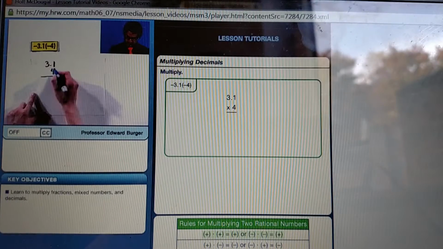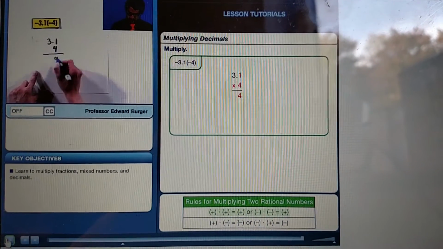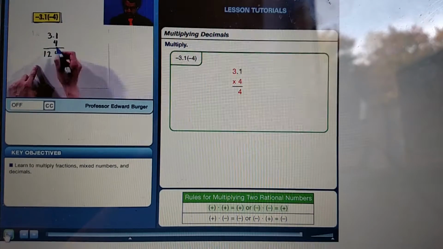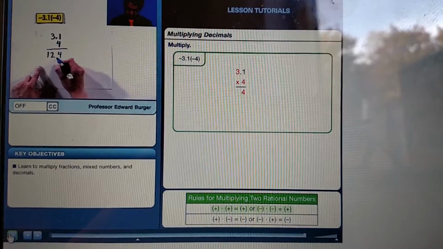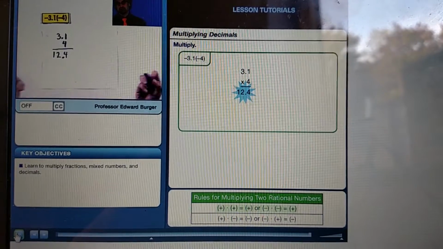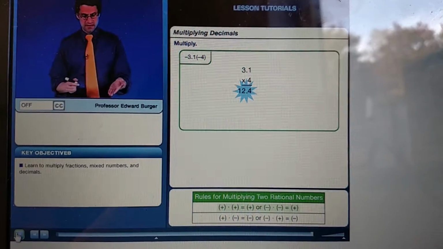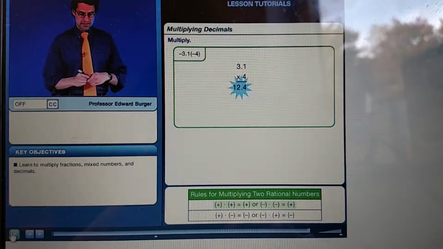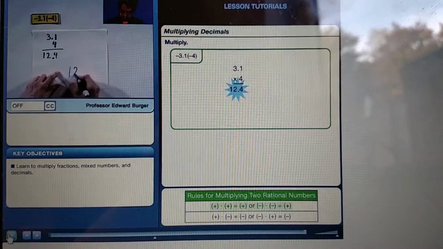And you can just multiply. 4 times 1 is 4. 4 times 3 is 12. And so I see 1, 2, 4. But remember, that decimal point's got to be here, too. And so I see 12.4. Very straightforward. And remember, negative times negative is a positive, so we're all set. The answer is 12.4.